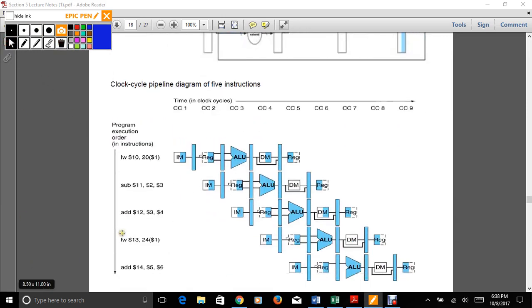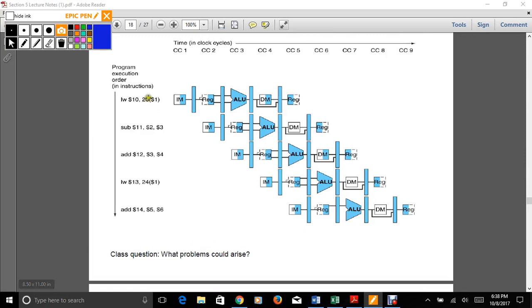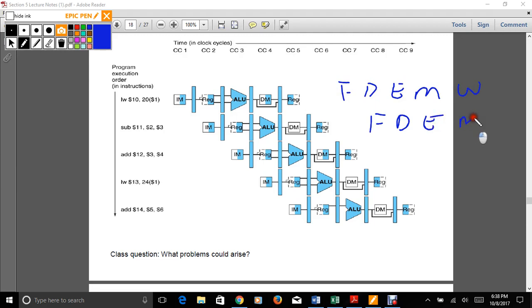And so here's a clock diagram. And so this is 5 different instructions. So you've got load word, subtraction, add, load word, and add. So on an exam, you don't have to do it this intricate. What students often do is they'll do fetch, decode, execute, memory, and write back. Fetch, decode, execute, memory, write back. Fetch, decode, execute, memory, write back, and so on.